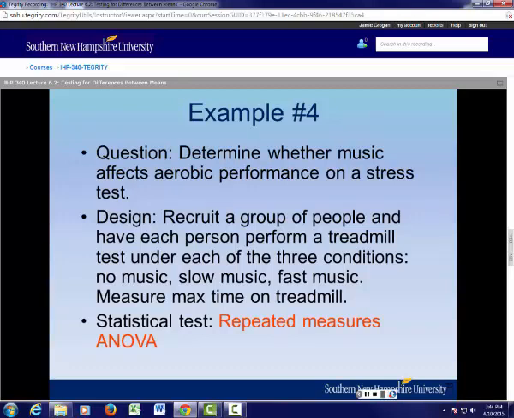So those are 4 examples just showing you the 4 different tests that we're going to talk about in this class. 2 of them were t-tests, independent and dependent, and 2 were analysis of variances, also independent and dependent. So here they are in summary.